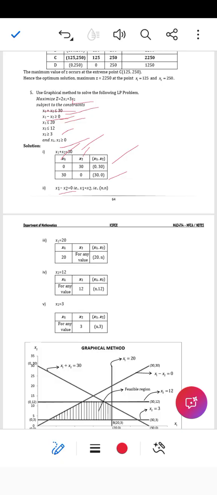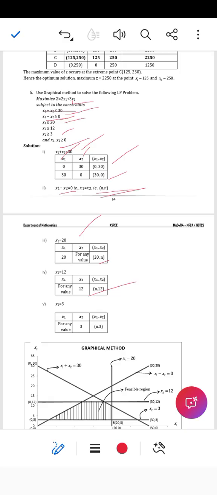Let us take the second inequality, x1 minus x2 greater than or equal to 0. Converting into an equation we get x1 minus x2 equal to 0, that is x1 equal to x2. So both are equal, that is in general n comma n. From this general case we get at least 2 points, any 2 points. For example 0 comma 0, 1 comma 1, or 2 comma 2, or 3 comma 3, like that.